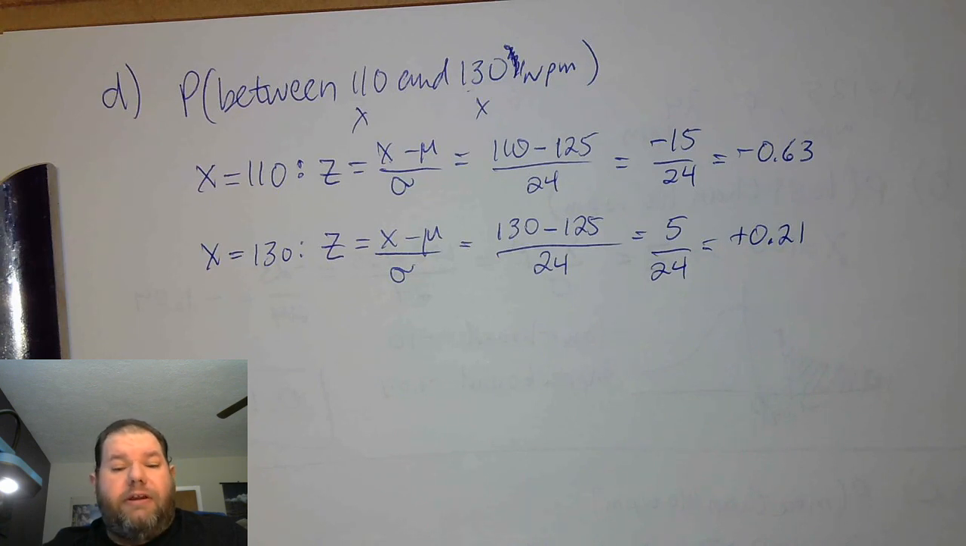Now again, notice that each of our z-scores are being rounded to 2 decimal places, and the reason that we're doing that is so that we could look them up using the textbook instead of the calculators.